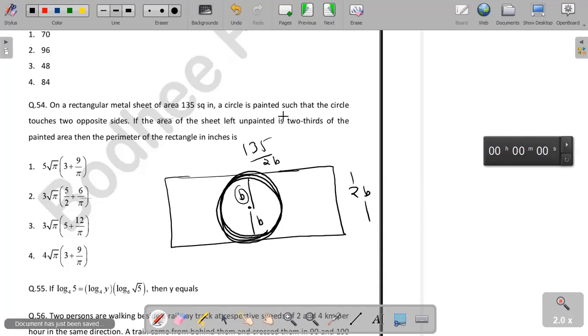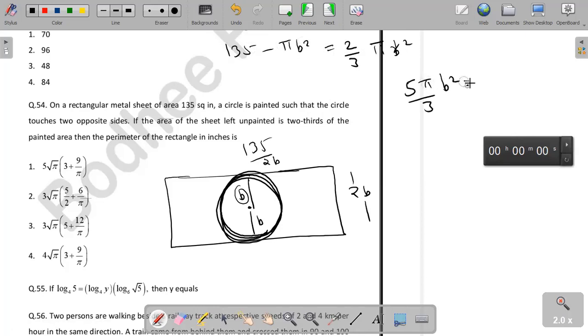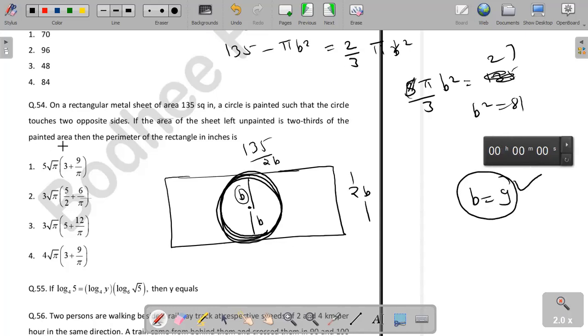If the area of the sheet left unpainted, okay, so the area of the sheet left unpainted would be 135 minus pi b square, that is r square, is 2/3 of the painted area. Only the circle was painted, so if I go by this, that is b square only. So 5 pi by 3 b square is equal to 135. So now this is 27. So b square is equal to 81. Here from here we get b is equal to 9.